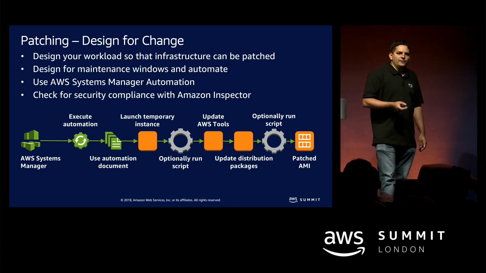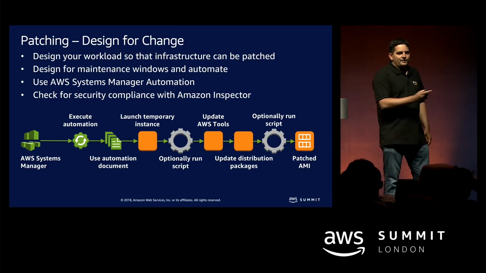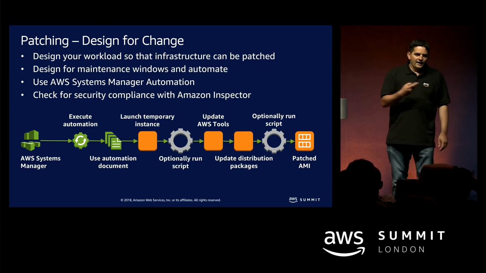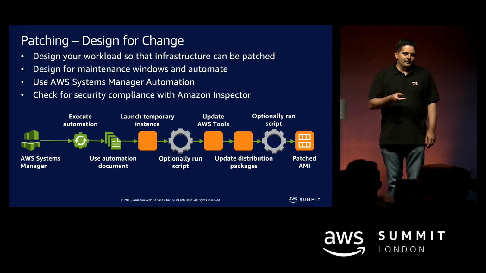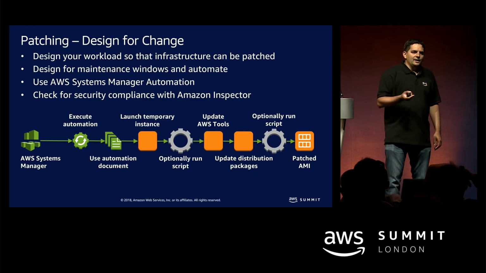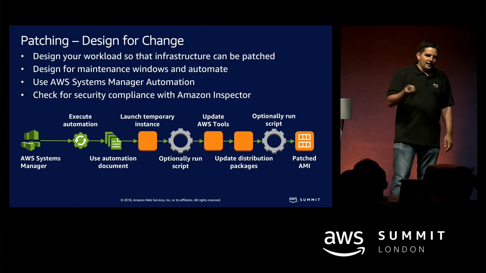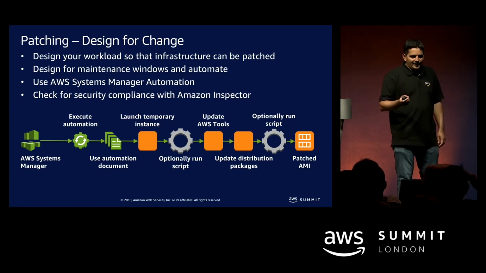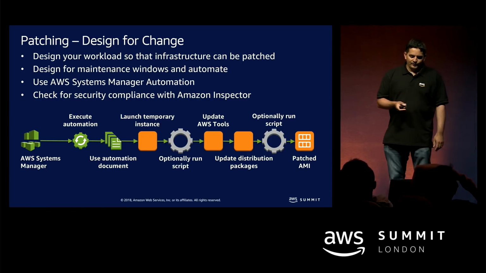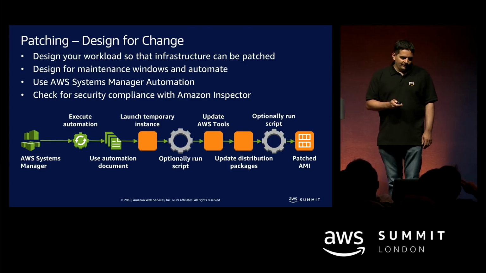And what it would do is launch a temporary instance based on your existing AMI. It would optionally run a startup script that you provided. It would then update AWS tools, update any distribution packages, and then optionally run a shutdown script as well. And after that, you get your patched AMI.